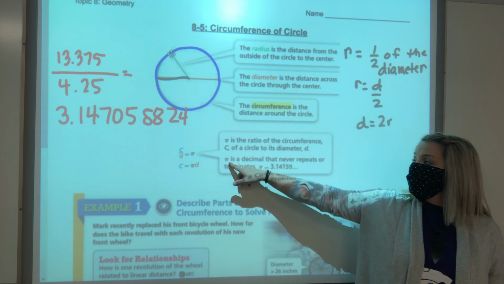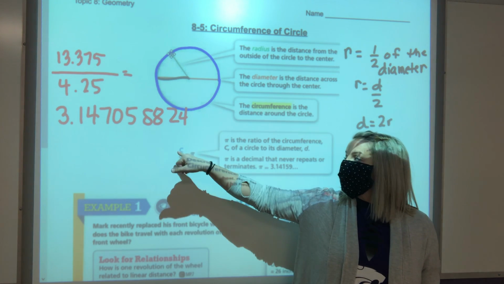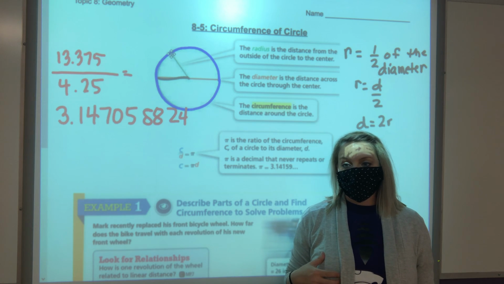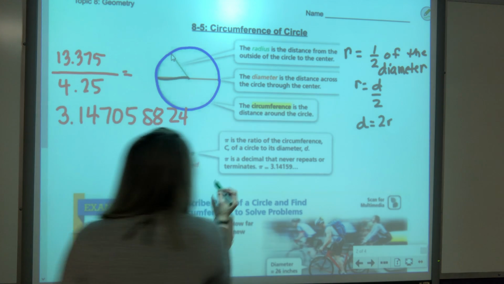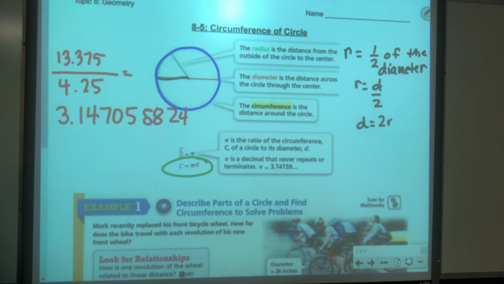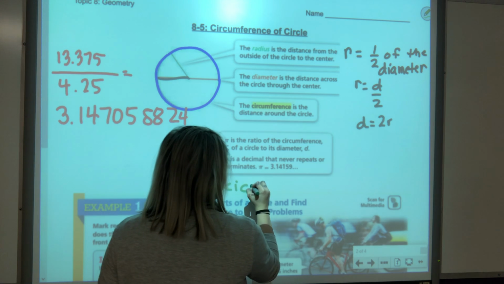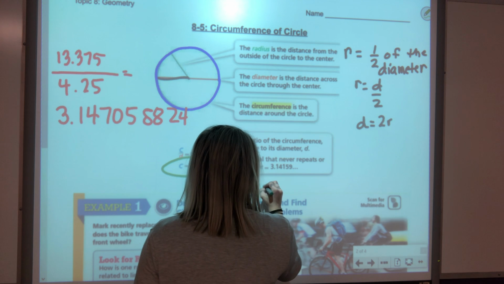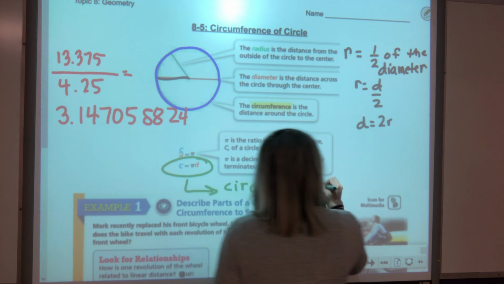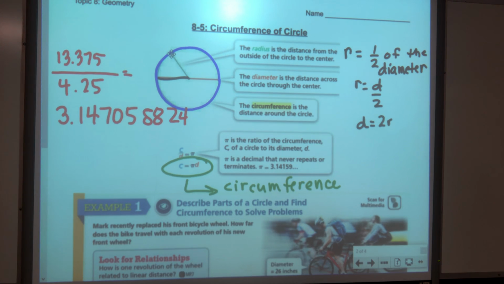So pi is the ratio of the circumference divided by the diameter. So if we want to calculate the circumference of a circle, we use the formula C equals pi times diameter. So this is the formula for the circumference of a circle: C equals pi times D.